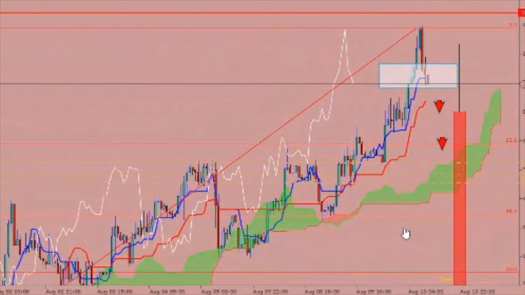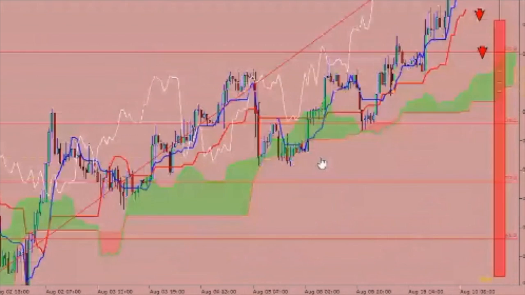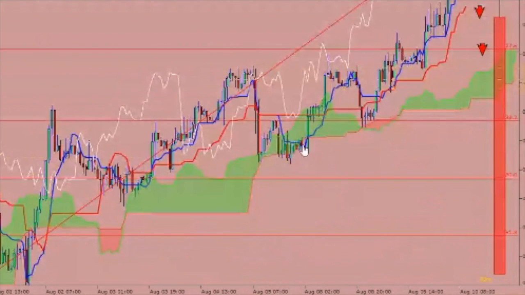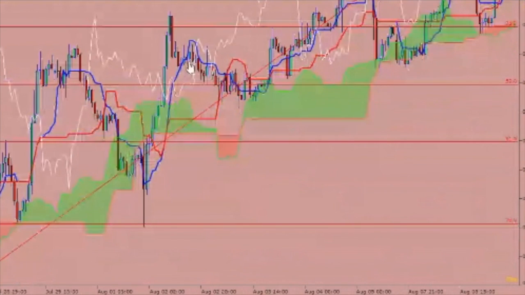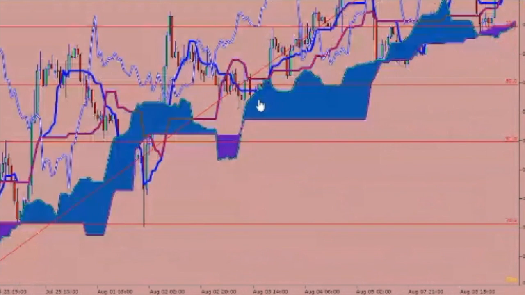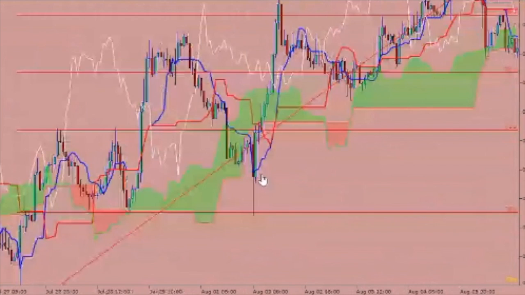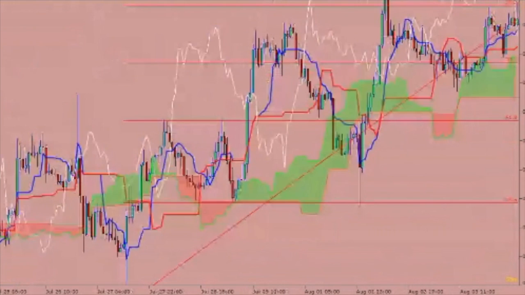Now, once the price enters the cloud, that's when you're most likely going to see consolidation. And we can see that here. You can see this consolidation forming. There's consolidation that formed once it had entered into the cloud here. You can see it happening over here. Consolidation when the price enters the cloud.